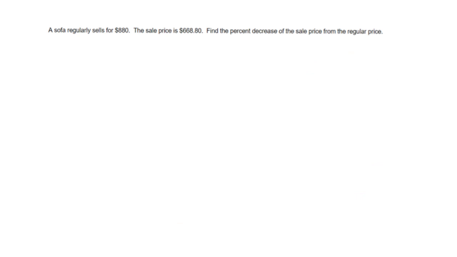A sofa regularly sells for $880. The sale price is $668.80. Find the percent decrease of the sale price from the regular price. So when they say regular price, you want to think of this as your original. Just going to abbreviate, that's your original price, $880. And this is the new price.